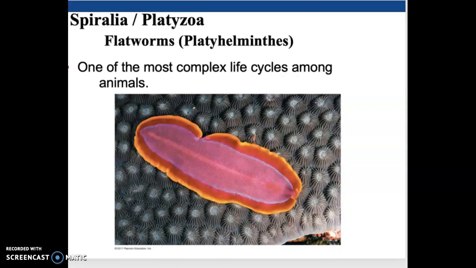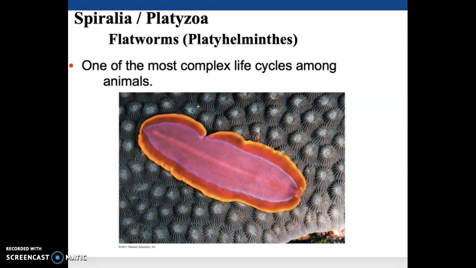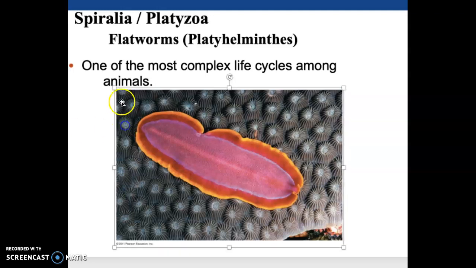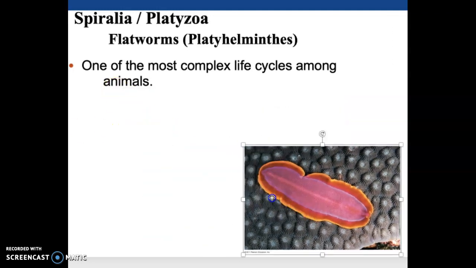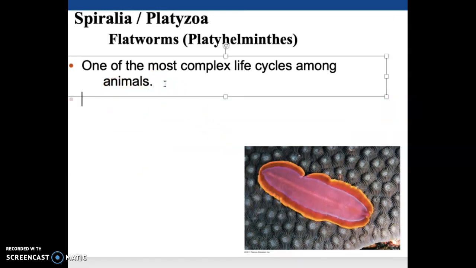So now that we can finally get down to the phylum level, let's talk about the Platyhelminthes. Platyhelminthes are part of Spiralia, Platyzoa, and we put them into phylum Platyhelminthes. These are the flatworms. These are animals that have one of the most complex life cycles in the animal world. They often have multiple hosts that they use throughout their life cycle. There's a bunch of other key characteristics I want you guys comfortable with in regards to the flatworms.